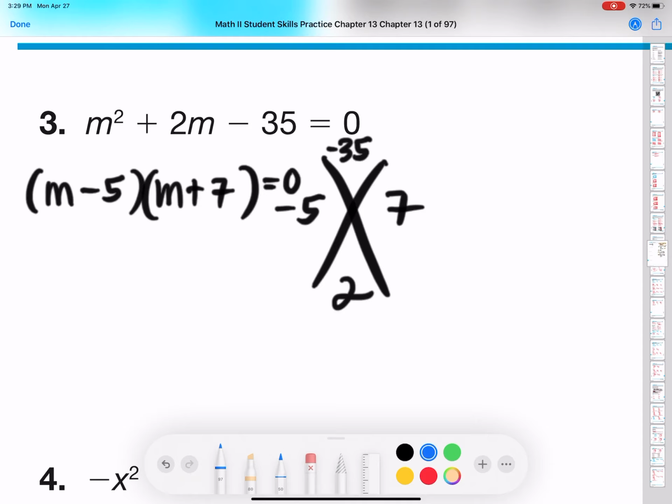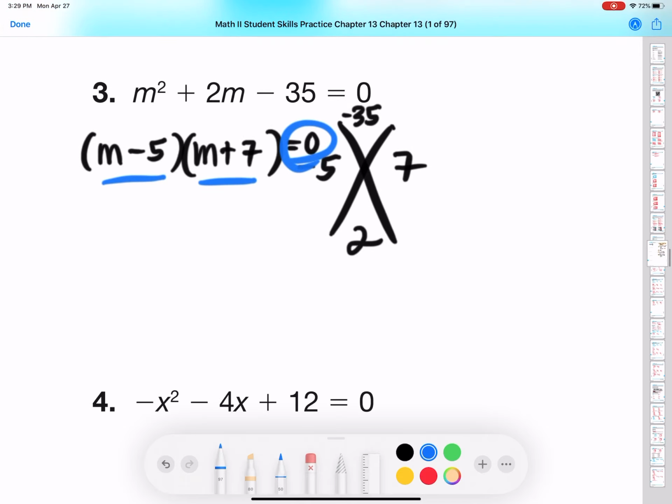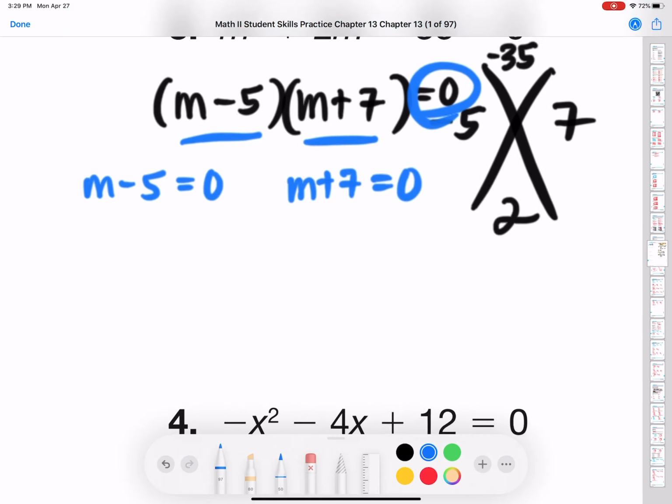All right, now you want to take each factor and set each factor equal to 0. In order for these to get multiplied and be equal to 0, we need to see what would make each of them 0. For the first one, we have m minus 5. So write it down, make it equal to 0. You could drop your parentheses. Second one is m plus 7 equals 0. And then you solve for your variable now.